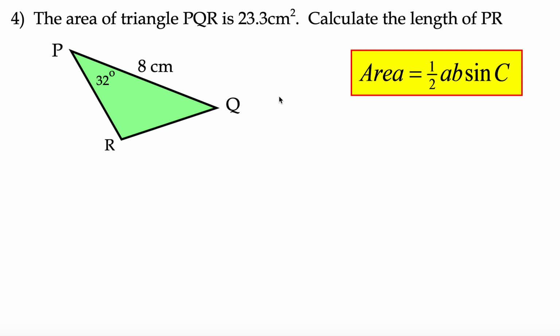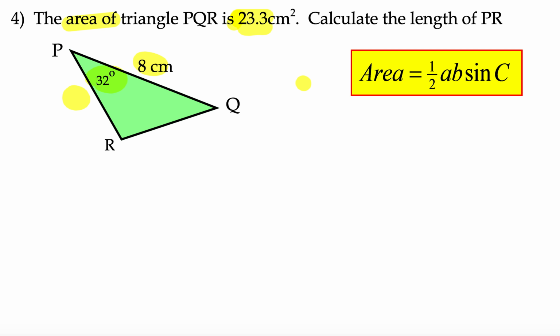So in this question here, we're told that we've got a triangle PQR, and we're told that the area is 23.3 square centimetres. So we already know the area of the triangle. We know that one of the sides is 8 centimetres long and the angle is 32. What is missing then would be the length of this side, because the formula relies on having the two sides on either side of the angle.